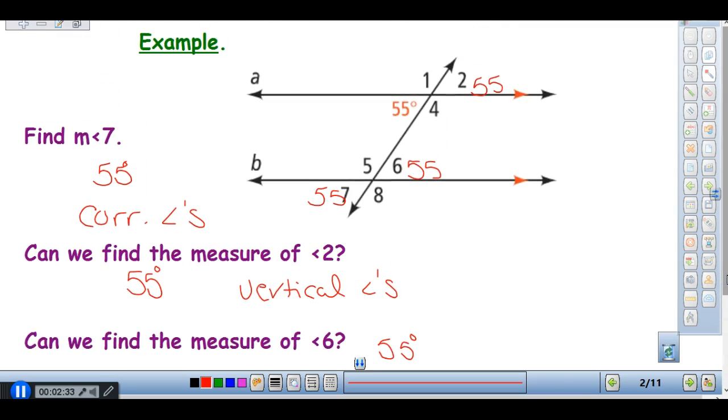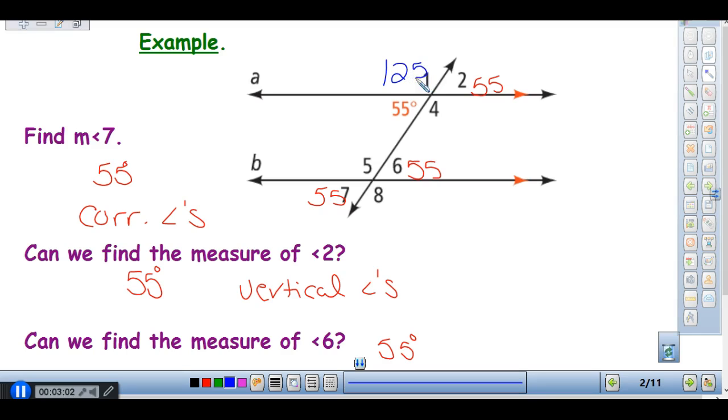Okay, if I continue to look at this, I know there are no more questions on there, but can we figure out what angle 1 is? How? What are those called? Linear pairs. Linear pairs add up to 180, which means they are supplementary. There you go. So angle 1 would be 125?